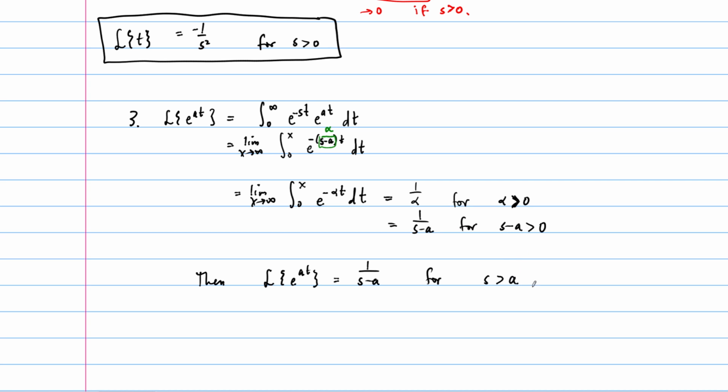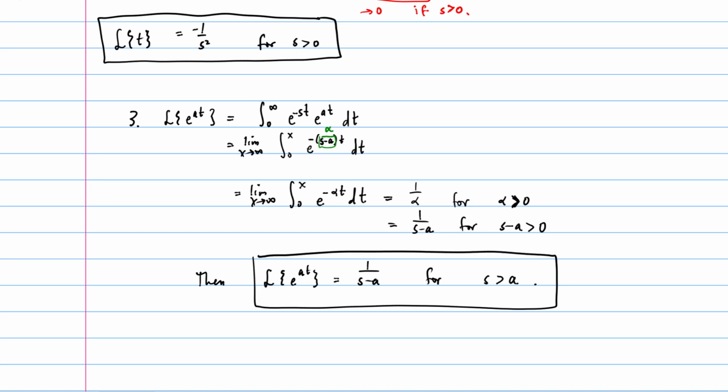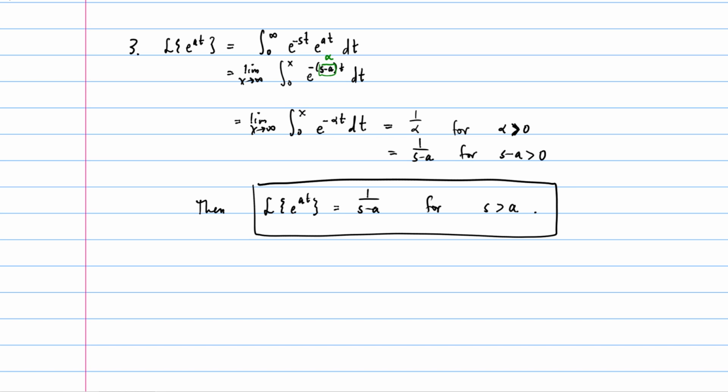We can just solve this for s, right? For s greater than a. So that's the Laplace transform of an exponential e to the at for any constant a. And of course 1 is e to the 0t, so actually everything is consistent here. Okay, I've got one more example for us here, and then we'll leave this lecture here.